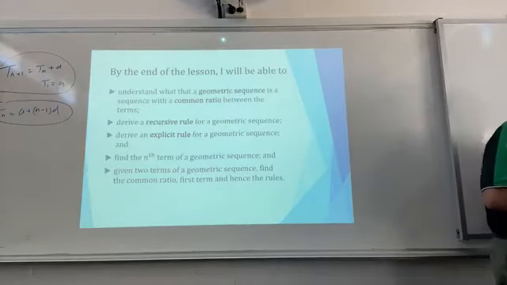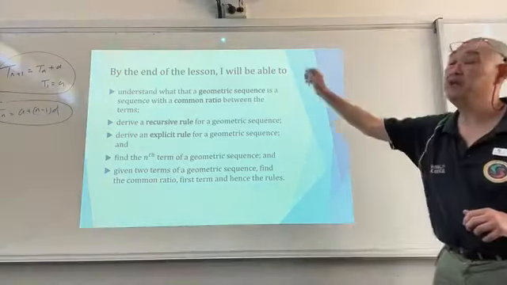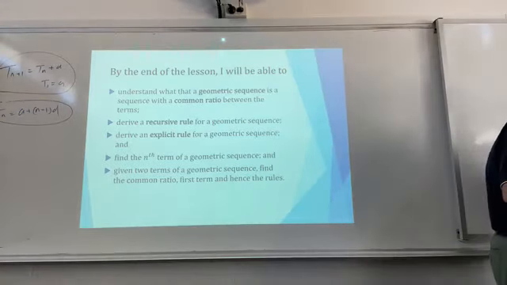All right. Now, for geometric sequences, what I'm going to do today is make sure that you understand what a geometric sequence is. It has a common ratio. You have to be able to derive a recursive rule, which you have done in the paper just now. Derive an explicit rule. That's the one that you need to know, and find the nth term of a geometric sequence. And finally, given two terms of a geometric sequence, find the common ratio, first term, and hence the rule. All right? So this is what we need to go through today, and we should be able to do it.